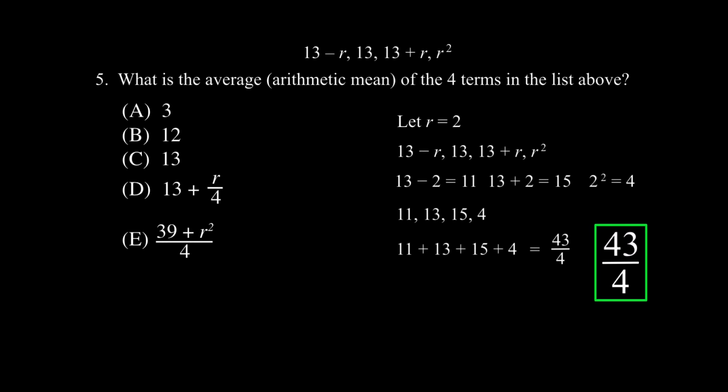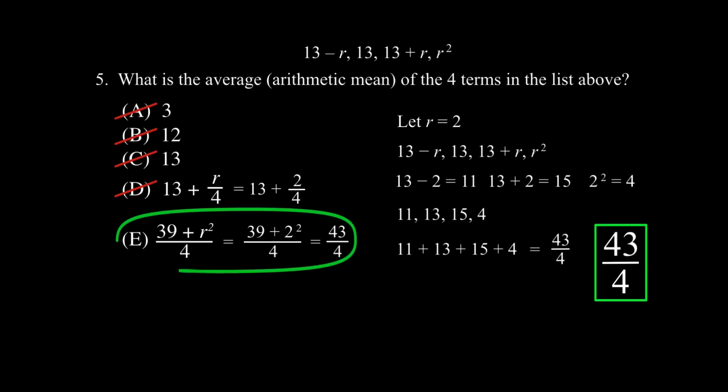Answer choice A, 3, eliminate A. B is 12, so eliminate B. C is 13, eliminate C. D gives us 13 plus 2 over 4, which is 13 and a half. That's not 43 over 4. E gives us 39 plus r squared over 4. 39 plus 2 squared over 4 is 39 plus 4 over 4, which is 43 over 4. So we have a match to our boxed answer. The correct answer is E.